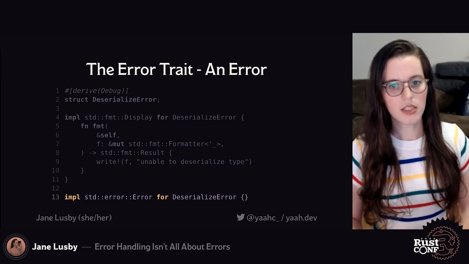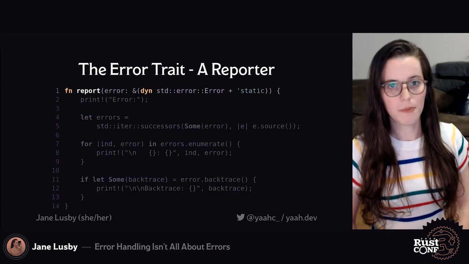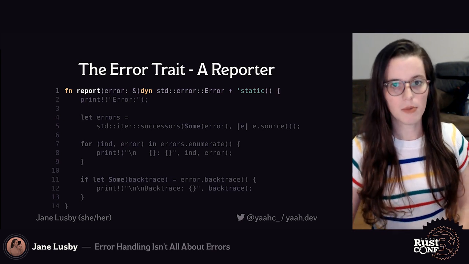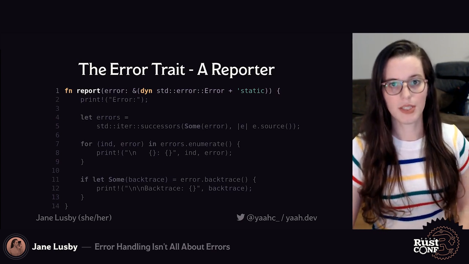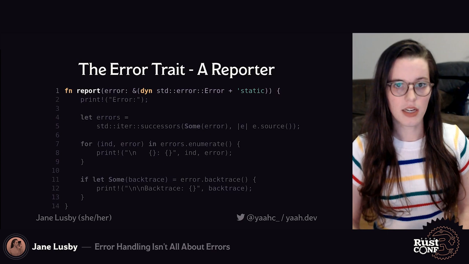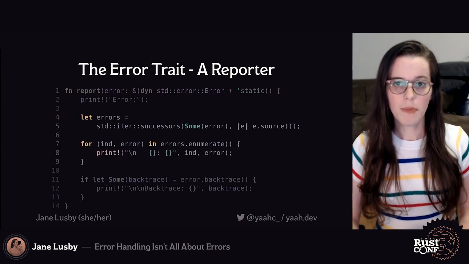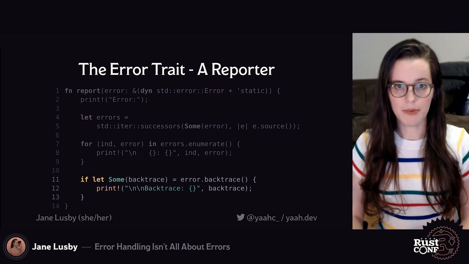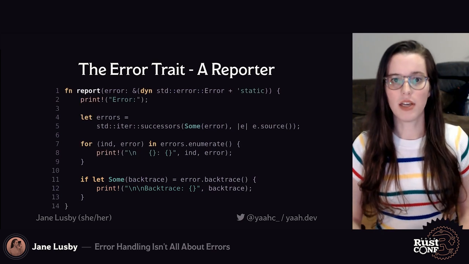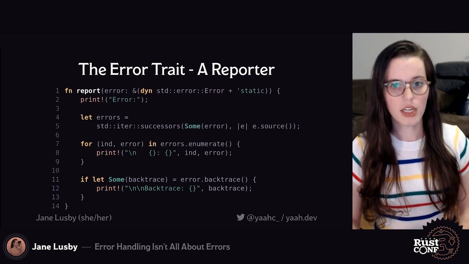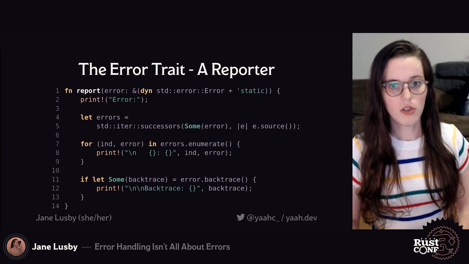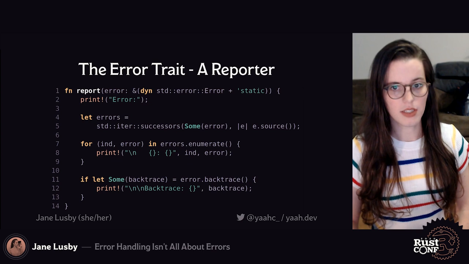Finally, let's take a look at a simple error reporter. Here we've implemented our error reporter as a short free function. This function takes an error and then prints that error and all of its sources, followed by a backtrace if our error captured one. A more complex error reporter might also try to check all errors for a backtrace, or if it were a type and it was storing its own context in addition to the error, it might print that as well.